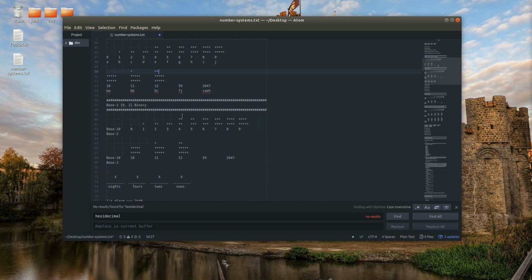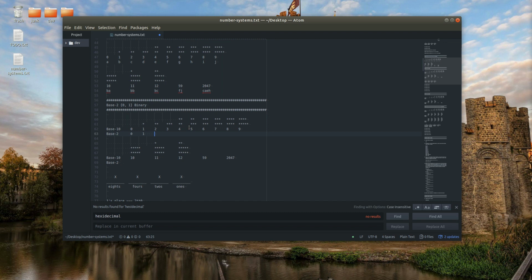Okay, so in base 2, we only have 2 numerals, 0 and 1. This could be A and B, this could be star and smiley face, it doesn't matter. The point is 0 represents no items, and 1 represents 1 item. So in base 2, 0 items is still 0, 1 item is still 1. Now when we get to 2, we've run out of digits. We've run out of our symbols.